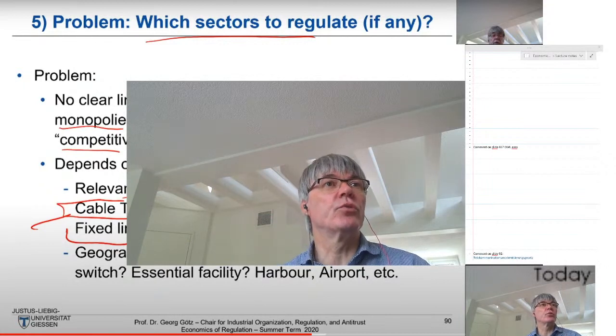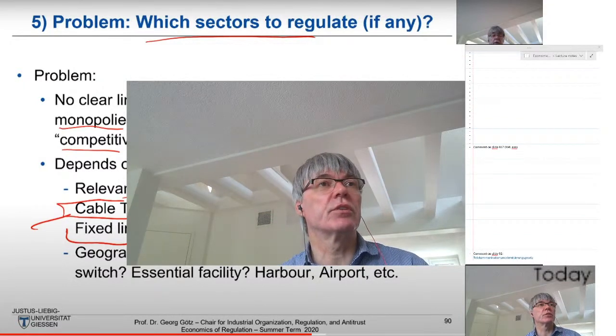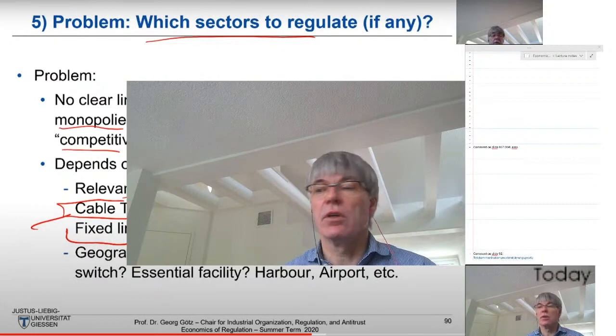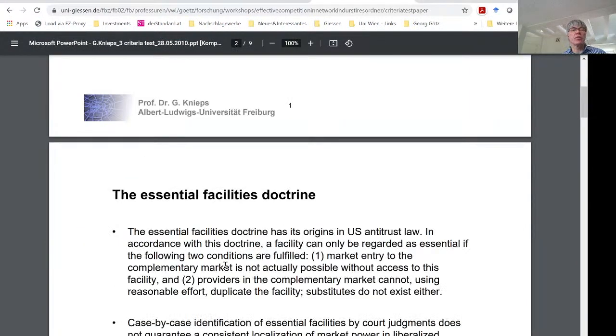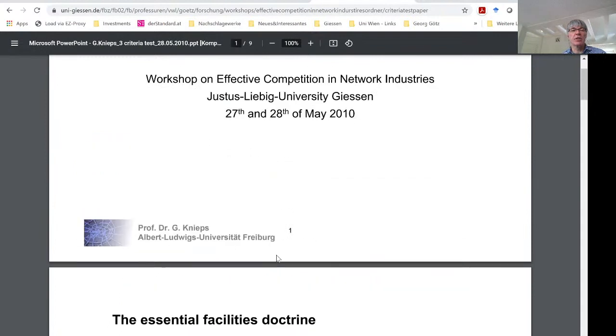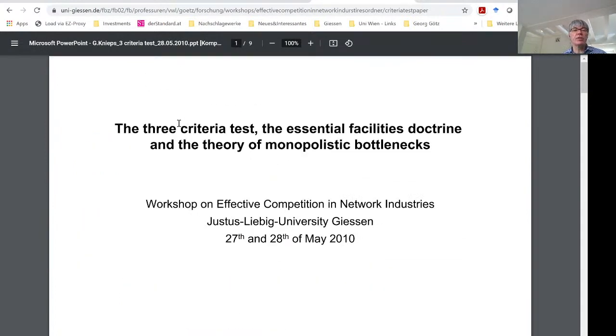I just want to stress that we at our chair had some workshops, I don't know, 10 years ago. As you see here, for instance, a colleague, Günther Kniebs, who is now retired, gave a talk on these 3 criteria tests on essential facilities and so on. So if you're more interested in this, and you should of course be, you can also find further information on our website where you go to workshops, okay, and then you find these 3 criteria tests and so on.